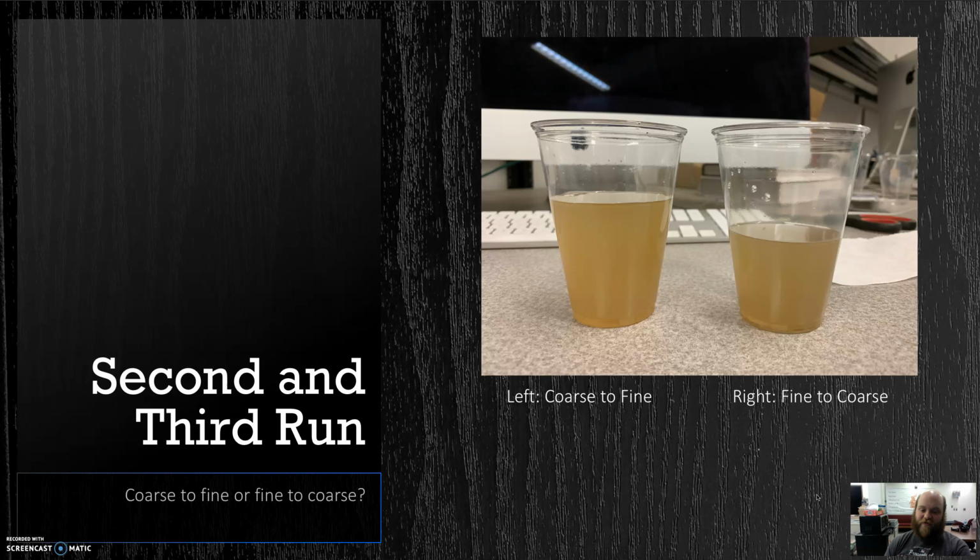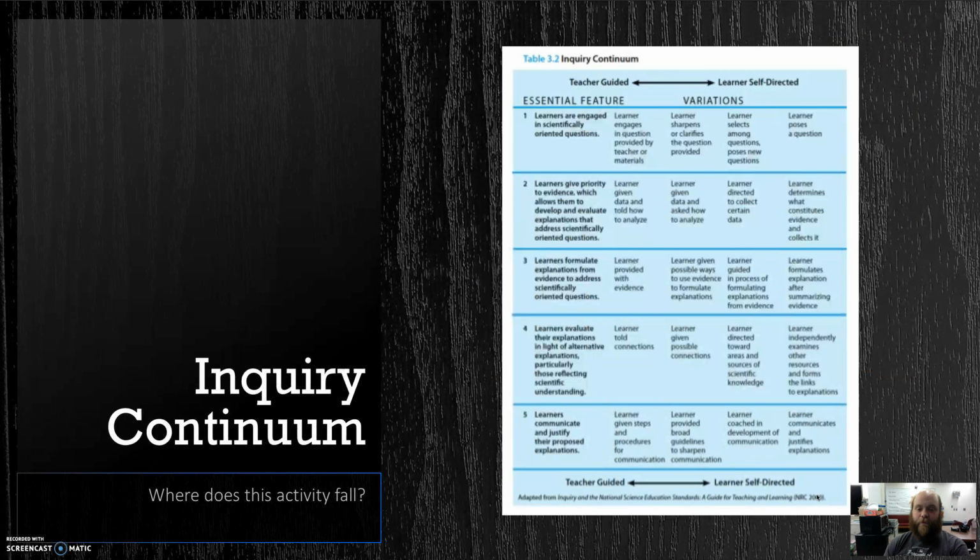sample on the left is coarse to fine, the right is fine to coarse. I didn't see a huge difference between the two of them, so I'm not sure which one is better, but I thought they were both about the same. I think to get better results, you change your substrate.